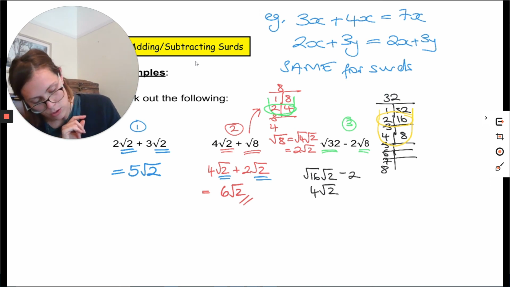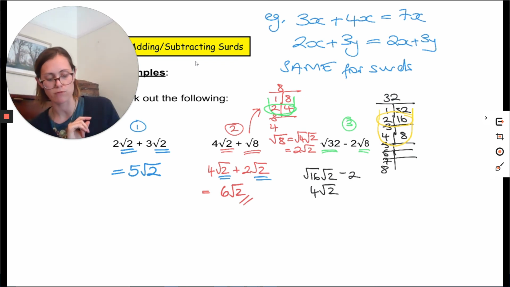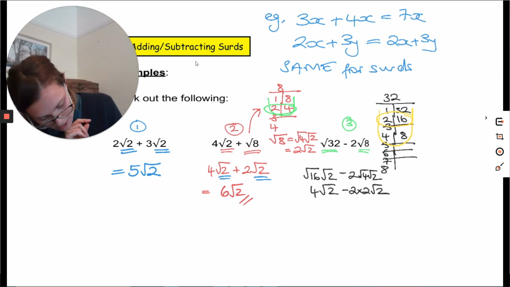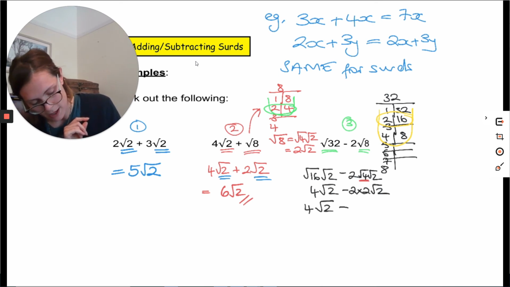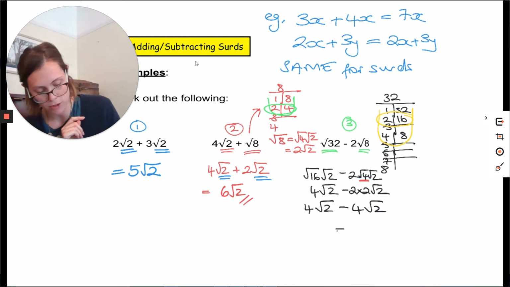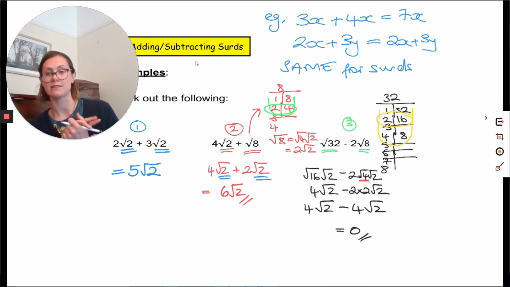Minus 2 lots of root 8. Now in the previous question I've already done root 8, so 2 lots of root 4, root 2. So 2 times 2 root 2, because that root 4's dropped out, so this guy's dropped out to become a 2. So I've got 4 root 2 here, minus 4 root 2 here. Actually got the same thing. Got 4 root 2's minus 4 root 2. The answer here is 0.